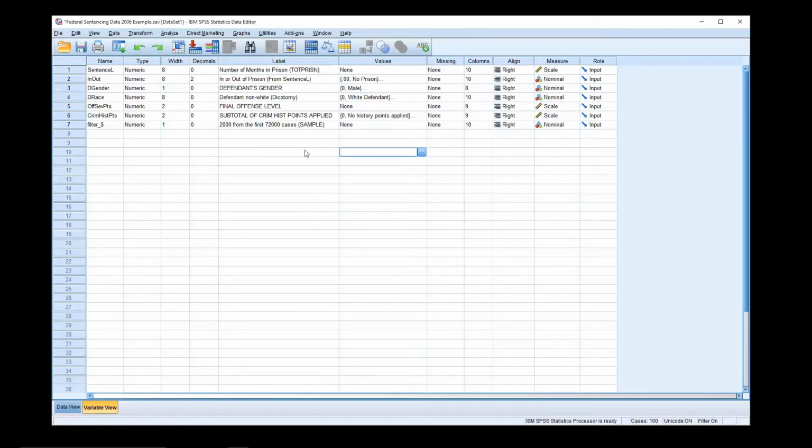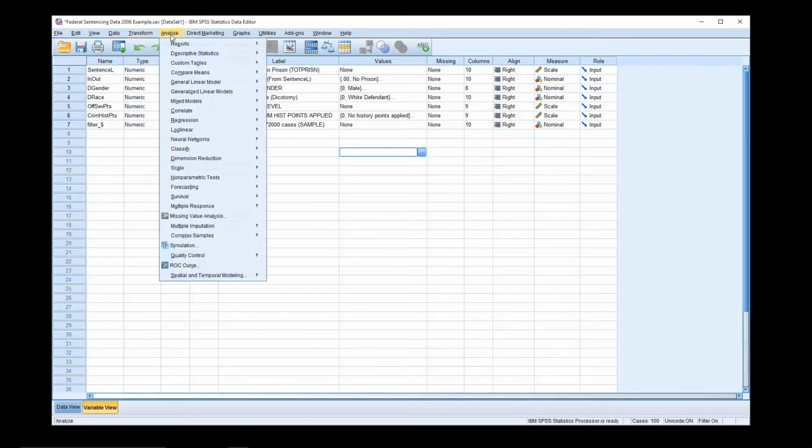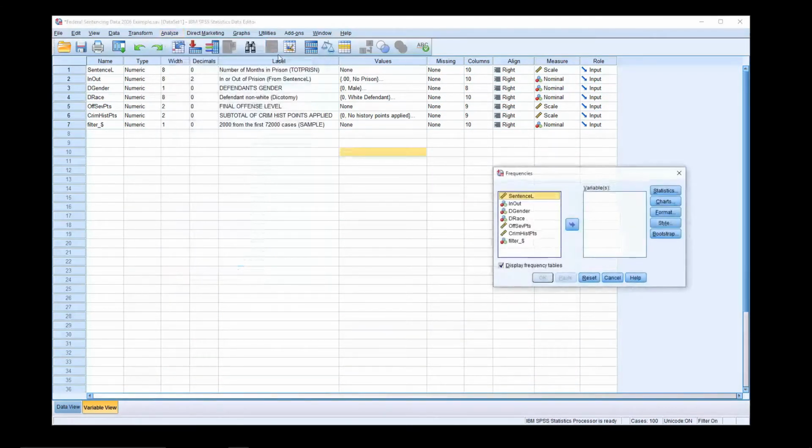The first thing we've got to do, though, is examine the descriptive statistics. In order to do that, we want to look at what our data looks like. We're going to go down to descriptive statistics, and I'm going to use frequencies here just to make sure we got all the information we have and everything like that.